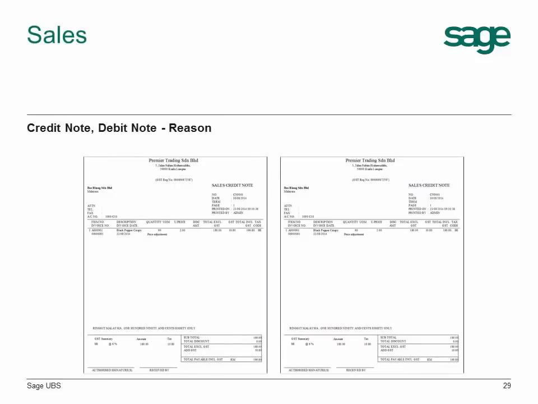In the credit note and debit note printout, you will see that the related invoice number, invoice date, and the reason is printed on it.